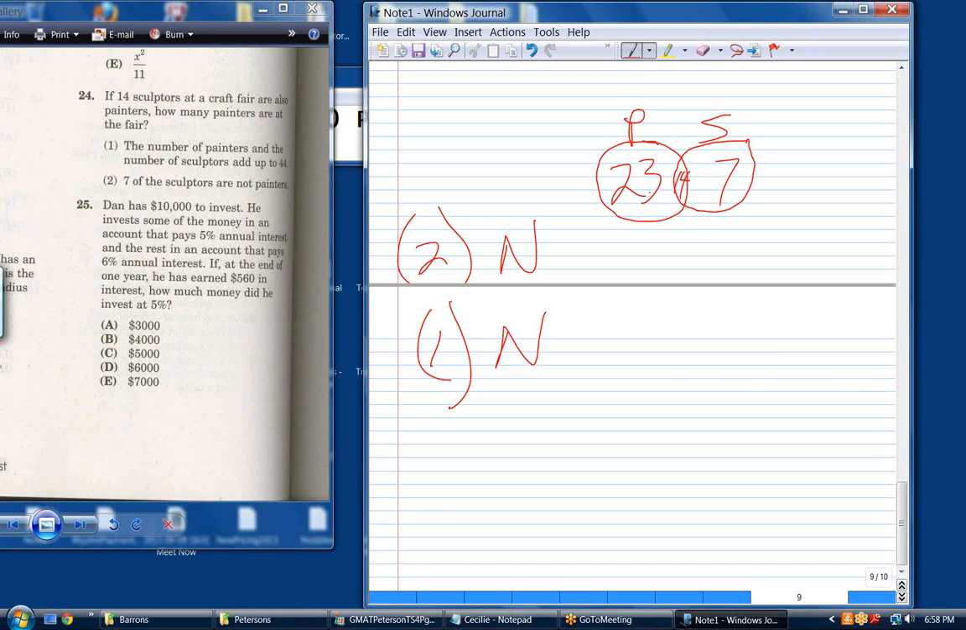And when I put numbers here, I'm not including the overlapping part. In other words, there's 23 pure painters, there's 7 pure sculptors, and there are 14 people who do both. So the answer is C. Right. So we were able to figure it out with all 3 pieces.